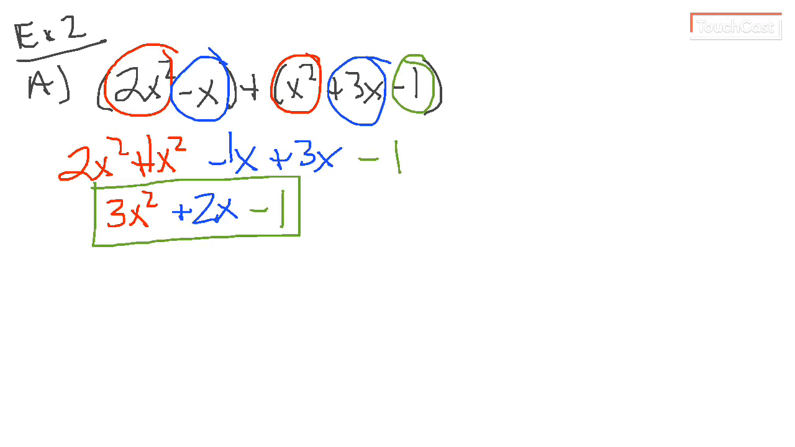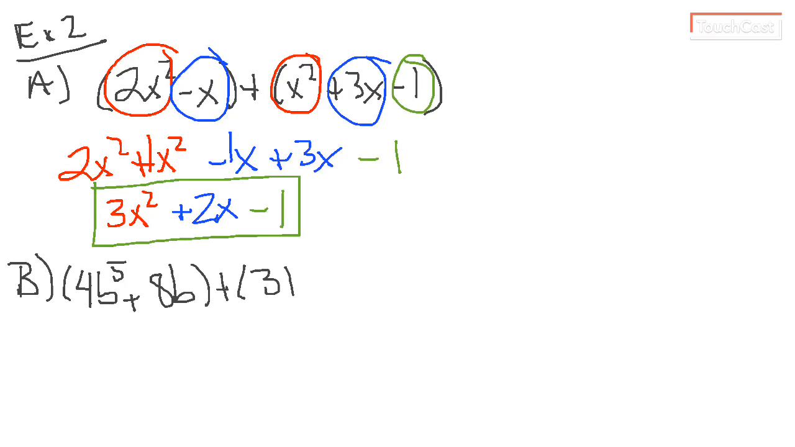So let's do one more together, and then we'll look at subtracting polynomials. So 2b, we'll take 4b to the 5th plus 8b. We're going to add to that 3b to the 5th plus 6b minus 7b to the 5th plus b.